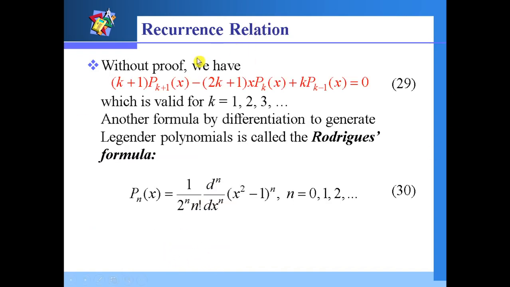And here is the recurrence relation without proof: (k+1)P_{k+1}(x) - (2k+1)x Pk(x) + k P_{k-1}(x) = 0. This is equation 29, which is valid for k = 1, 2, 3 and so on. Another formula to generate Legendre polynomials by differentiation is called the Rodrigues formula: Pn(x) = 1/(2^n n!) d^n/dx^n (x^2 - 1)^n, n = 0, 1, 2 and so on. This becomes equation 13.